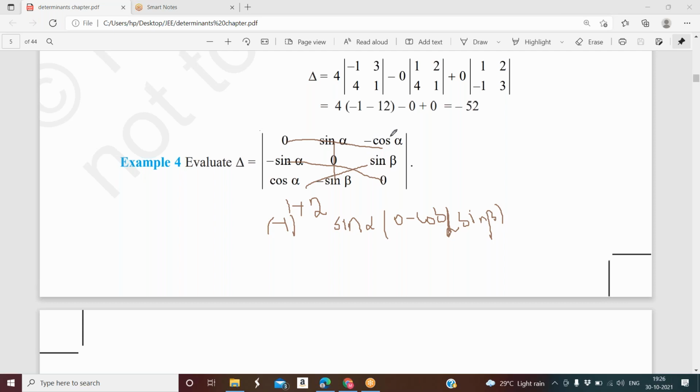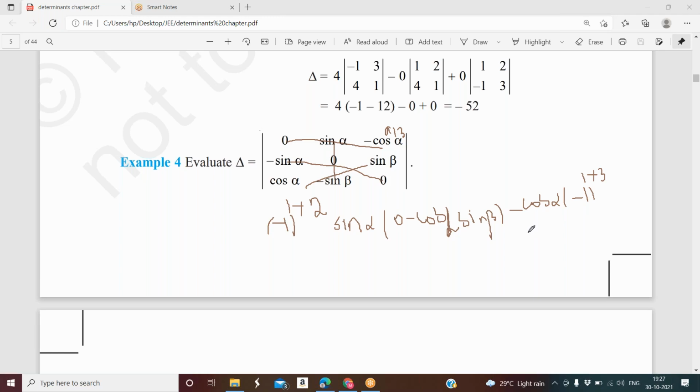Then what is A13? The last element in the first row is minus cos alpha. So consider minus cos alpha. What sign will you have here? This is A13, the third element in the first row, so minus 1 power 1 plus 3, which is minus 1 power 4. It is plus 1.